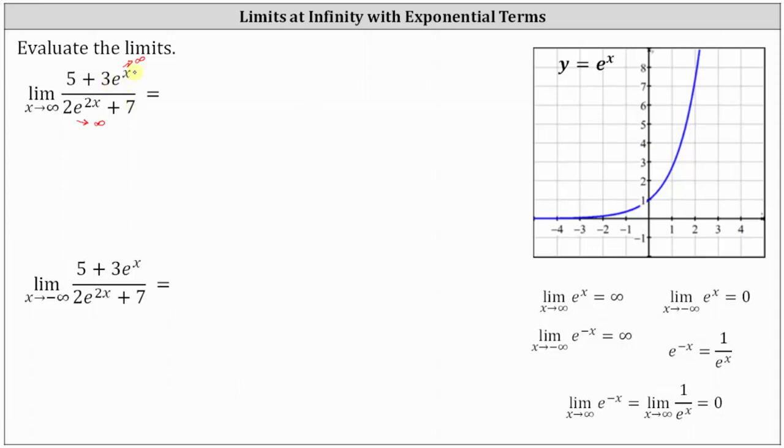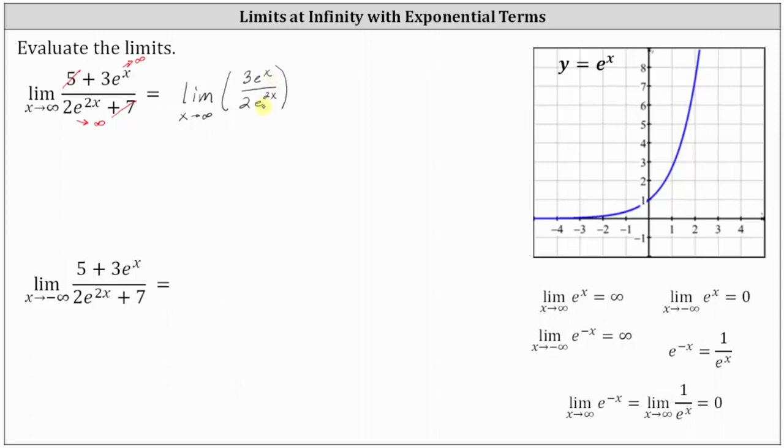First, if 3 e to the x is approaching infinity as x approaches infinity, positive 5 has almost no impact, and we can ignore the positive 5 in the numerator. Similarly, the plus 7 in the denominator has almost no impact as 2 e to the power of 2x approaches infinity, and therefore we can ignore the plus 7, which means the given limit is equal to the limit of just 3 times e to the power of x divided by 2 times e to the power of 2x as x approaches infinity. In this form, we can simplify.